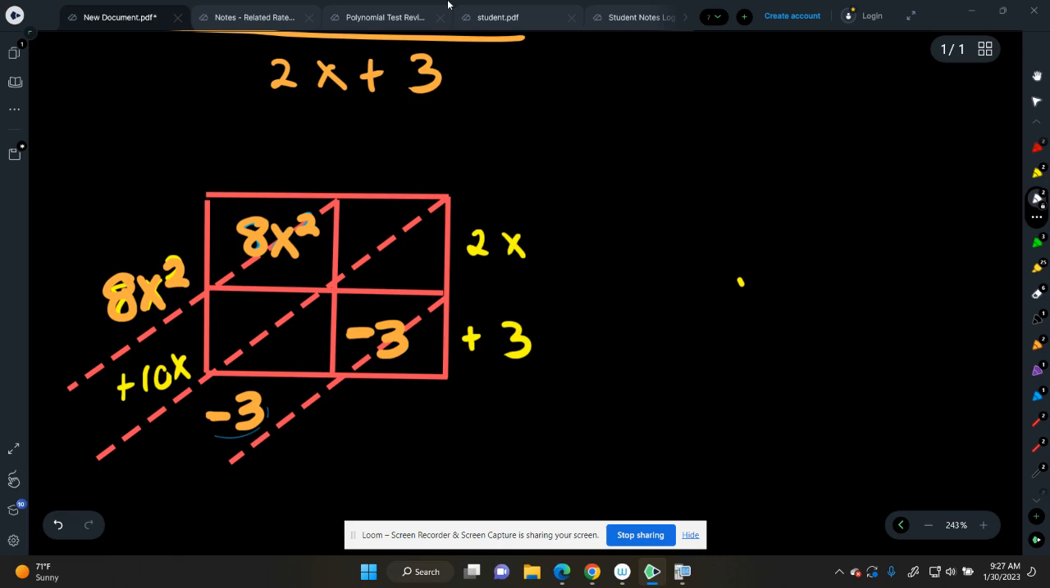Let's get back to work. What do I have to multiply that positive 3 by to make it a negative 3? Negative 1. So where does the negative 1 go? Top right. Right up there at the top of the column.